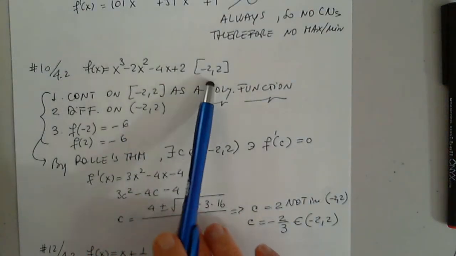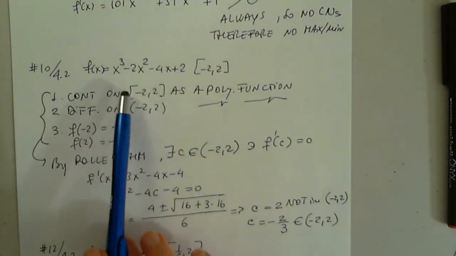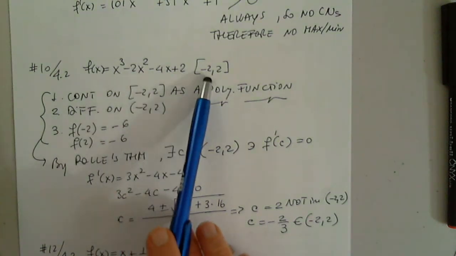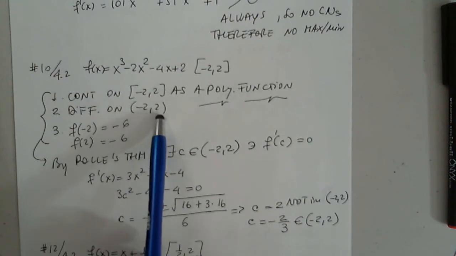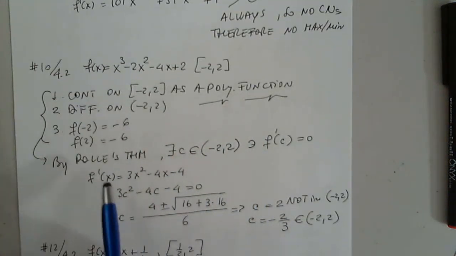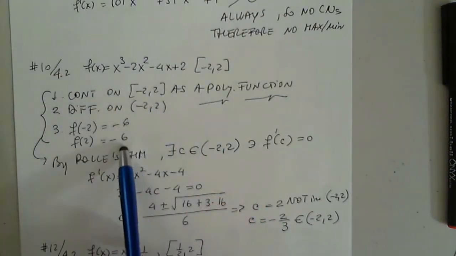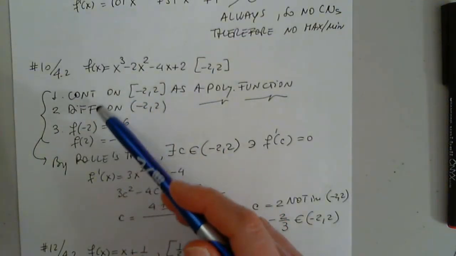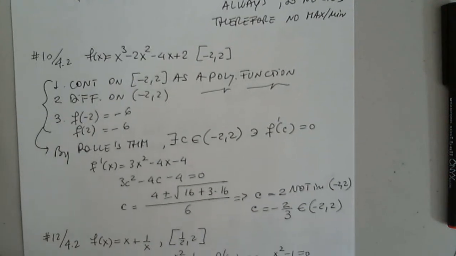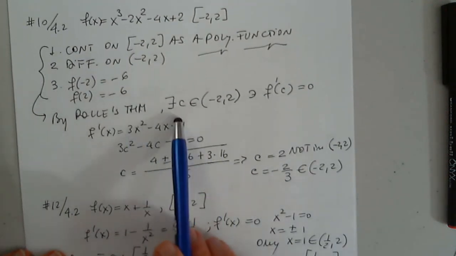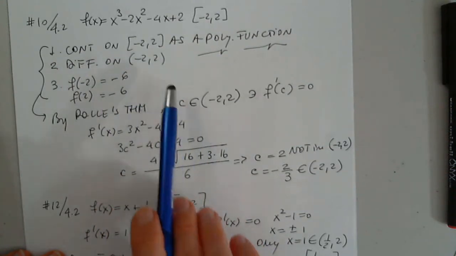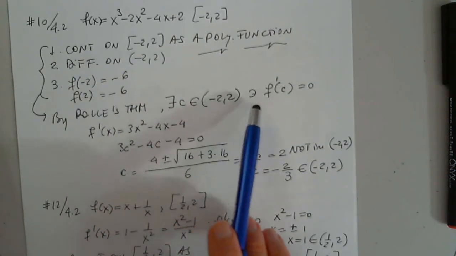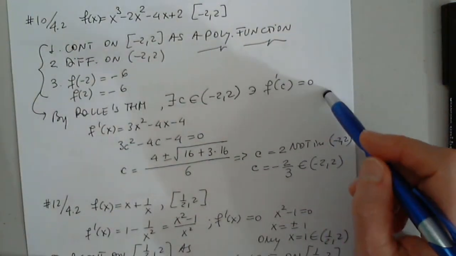Here we were asked to use Rolle's theorem. It's continuous, it's a polynomial function on this interval. It's differentiable everywhere, but definitely on this open interval, as a polynomial function. I plugged in -2, I got -6. I plugged in 2, I got -6. All three conditions or hypotheses of Rolle's theorem are fulfilled. Therefore, there exists a c in the open interval -2 and 2, such that f prime of c is 0.